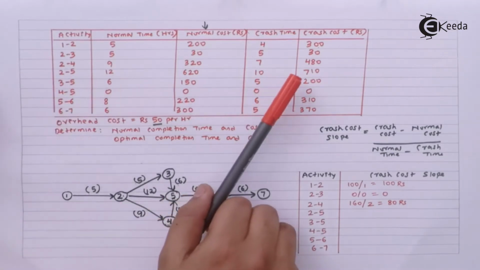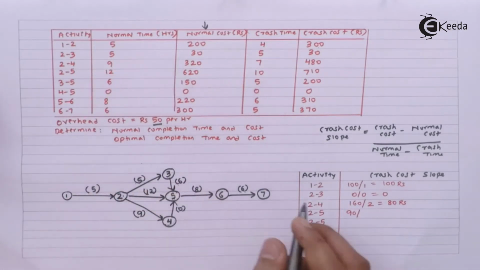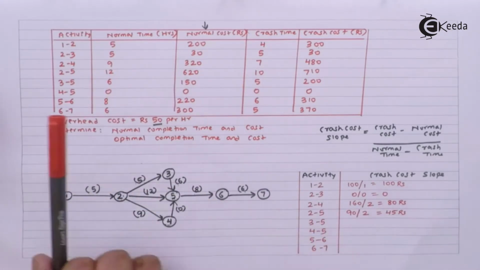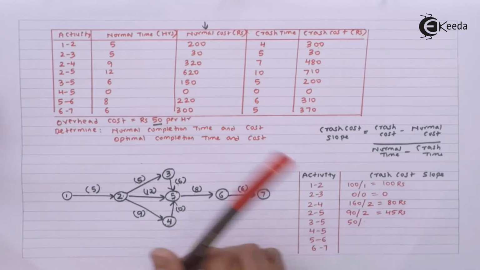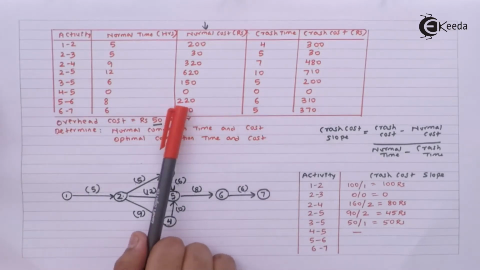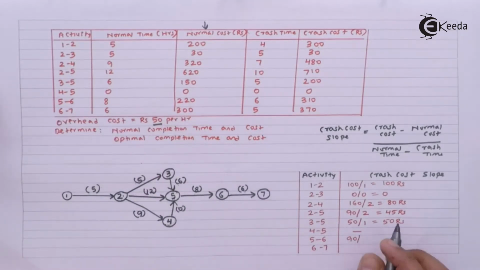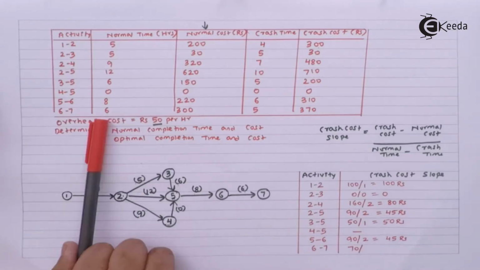Next is 2 to 5, 710 minus 620 divided by 12 minus 10. 3 to 5 will be 200 minus 150 divided by 6 minus 5. For 4 to 5, it will be 0 because there is no crashing, it is a dummy. For 5 to 6, it will be 310 minus 220 divided by 8 minus 6, 2. Last will be 6 to 7, 370 minus 300, 70 divided by 6 minus 5.